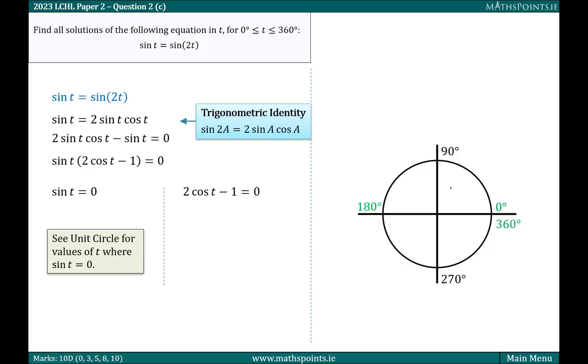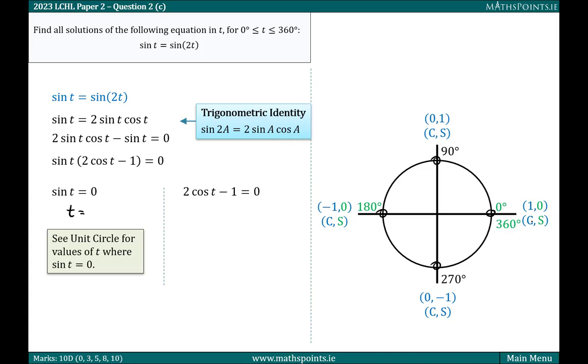And then if we label these points, this point here on the unit circle is the point 1, 0. This point up here on the unit circle is the point 0, 1. This point on the unit circle is minus 1, 0. And then this point is 0, minus 1. So with that in mind, what are the values of t that make the sine of t equal to 0?